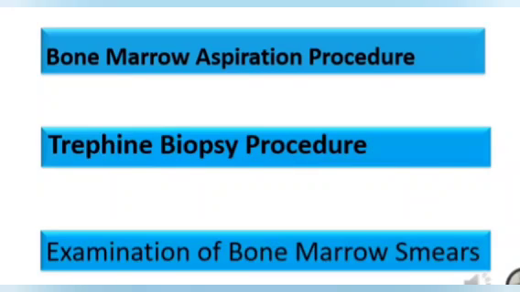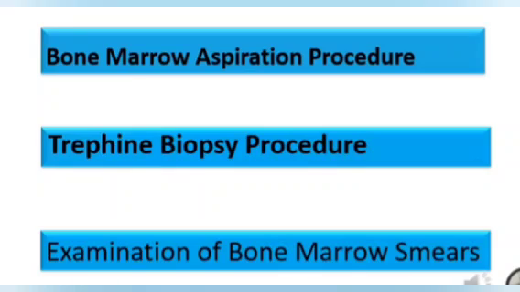There are two different procedures. One is the bone marrow aspiration procedure, and the other one is the trephine biopsy procedure. We will discuss them in the incoming lecture, inshallah. And then the most important, that is examination of the bone marrow smear. What we are actually looking for in that is cellularity, or immaturity, or the exact morphology of the cell, or the M:E ratio, etc.